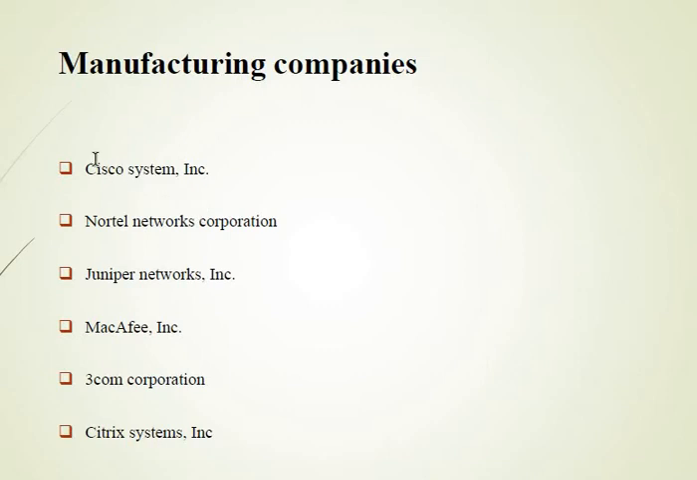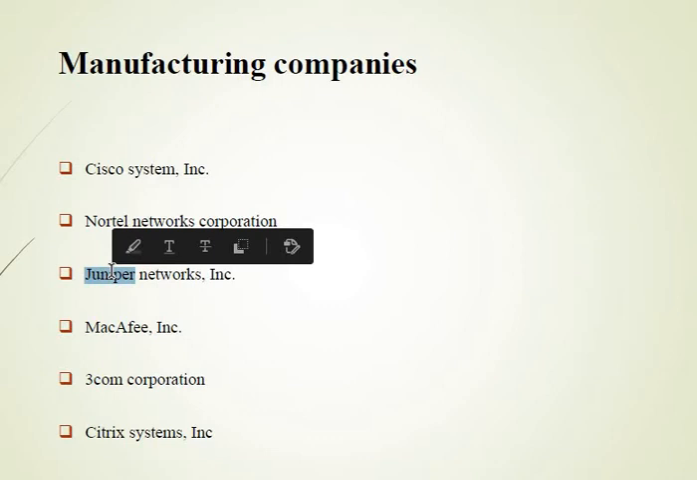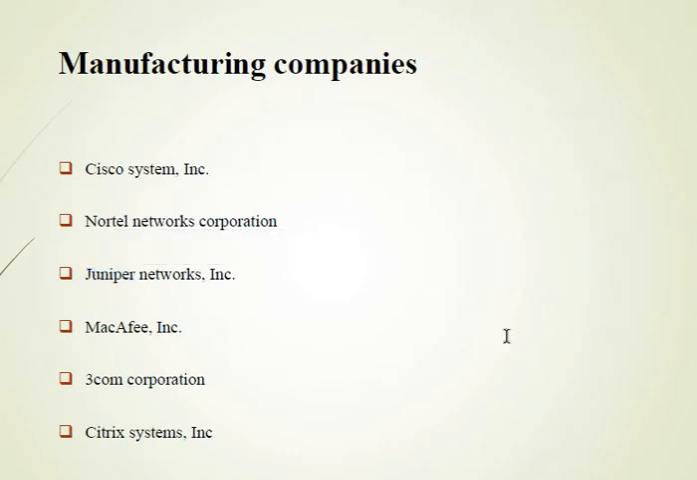These are the manufacturers. We have seen Cisco, Nortel, and Juniper is also a bigger giant. You might not have heard the name of Juniper, but Juniper is also a well-known provider of firewalls and network devices. McAfee, 3Com, and Citrix. Okay.